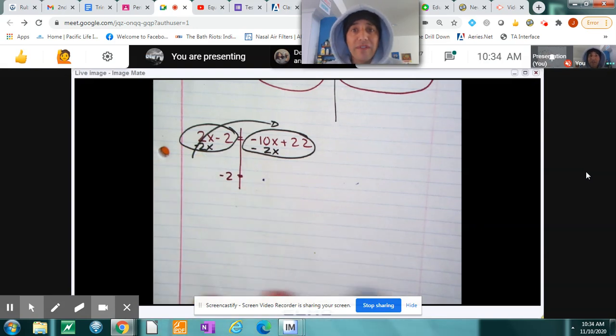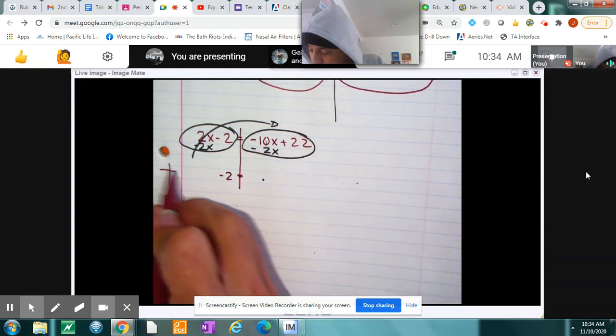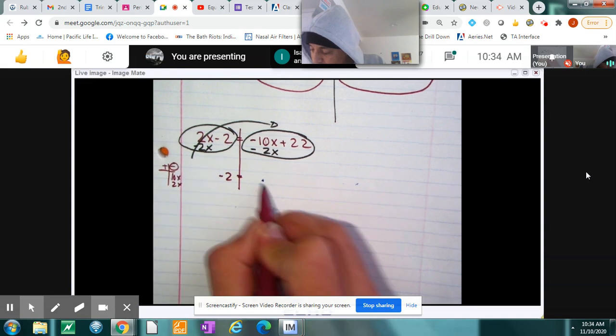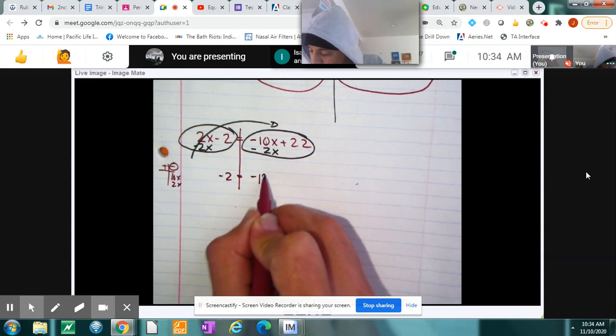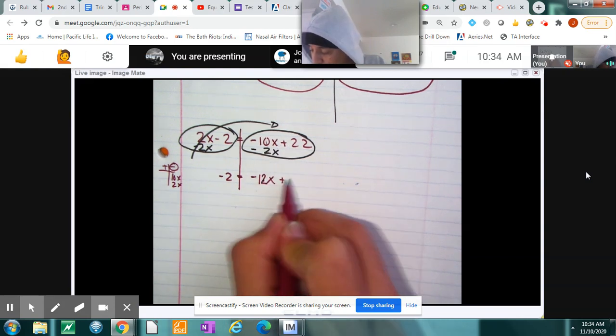Right, so there's different ways. Let's see, by doing it this way, let's see if you got the same answer, right? Okay, so let's see. T-chart, combine like terms. So here I have -10x, -2x. That's -12x, right? So that's -12x plus 22.